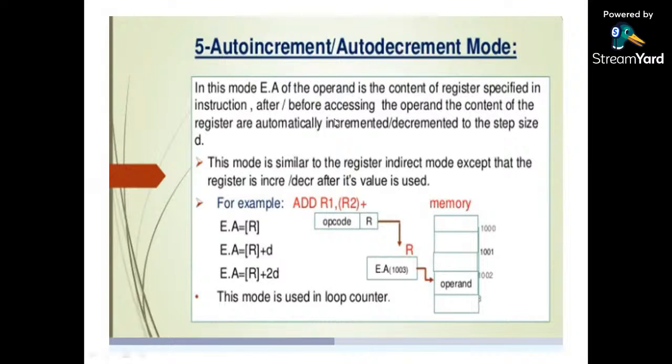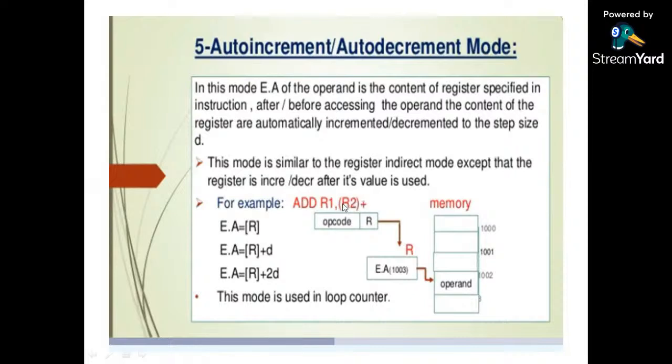What example is given here? Add R1 comma (R2)+. Now understand this thing: R2, and we have specified a plus sign here. So what do we mean by the plus sign? That it is an example of auto increment addressing mode. If we would have written a minus sign there, then it would have been an example of auto decrement addressing mode. Let us try to understand what is specified in this particular instruction, add R1 comma R2. One thing is very clear here: since R2 is written in parentheses, R2 is not holding the value.